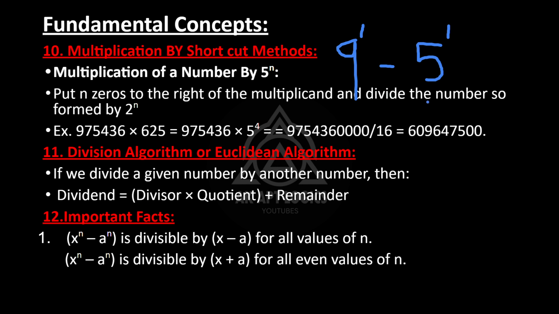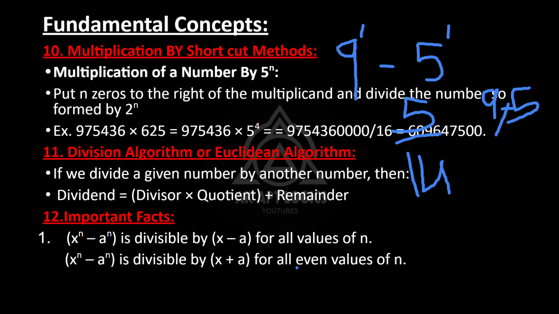9 minus 5 will be 4. Okay, so 9 plus 5 will be how much? Because it is divisible by x plus a, right? 9 plus 5 will be 14. It means 5 by 14. 14 can't divide 5, right? Is it correct or not? 14 can't divide 5.